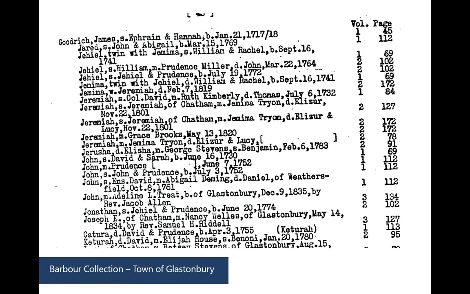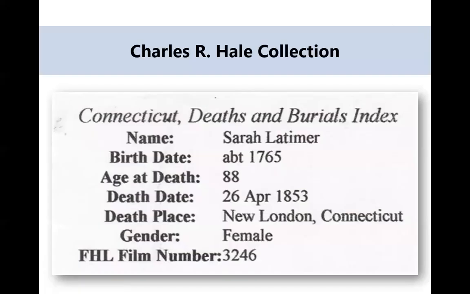This is a page from the Glastonbury book of the Barber collection. The Family History Library has been digitizing many of the original microfilms, so you may find the original handwritten town record at Family Search, but do keep in mind that the information you see from the Barber collection is a transcription, so you will not find any additional information about a specific event in the original town records. But sometimes it's just useful and helpful to see the original handwriting.